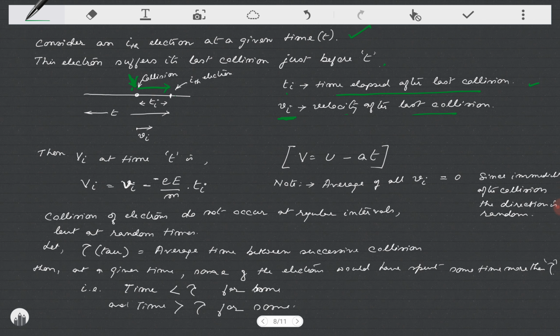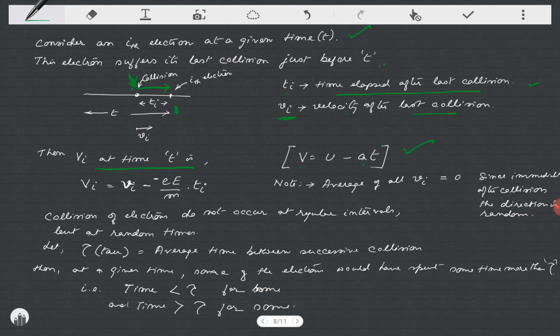Then capital Vi at time t is, from the laws of motion, v is equal to u plus at, where v is the final velocity, u is the initial velocity, a is the acceleration, and t is the time. So put it in this formula. The capital Vi, the final velocity, is equal to the initial velocity small vi. We have seen that during collision, the velocity of the last collision is the initial velocity. We are trying to find Vi now.